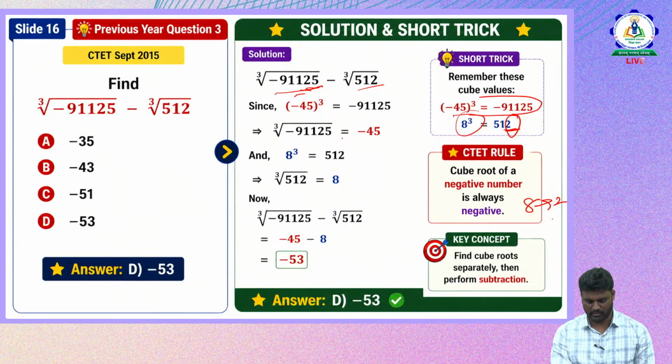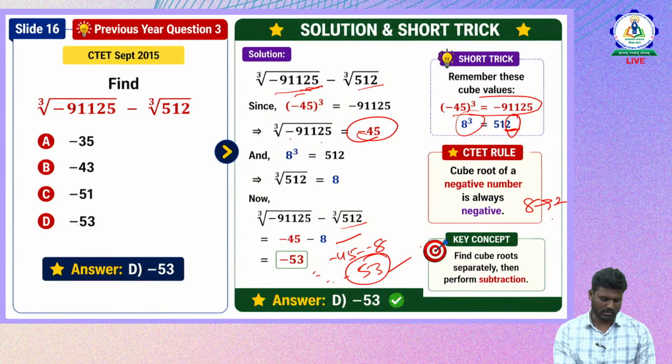Okay, when you simplify, so how much will we get? The cube root of 91,125 is minus 45, and the cube root of 512 is 8. Okay, so now if you simplify, minus 45 minus 8, we'll get minus 53. So option D is the correct answer for this one. So just identify the value of the cube roots for the given numbers and then simplify, and you will easily get the answer.